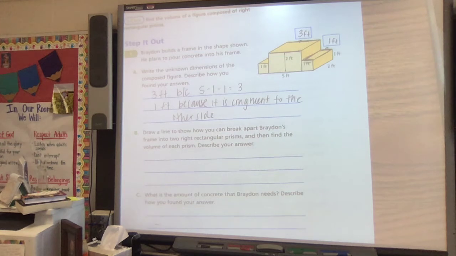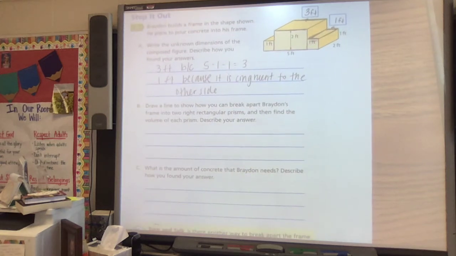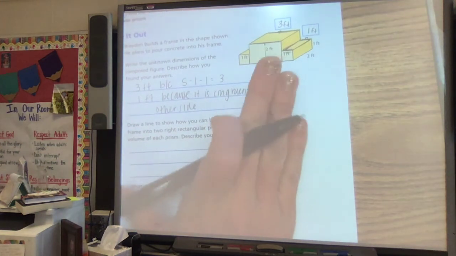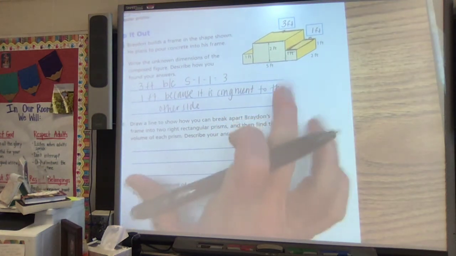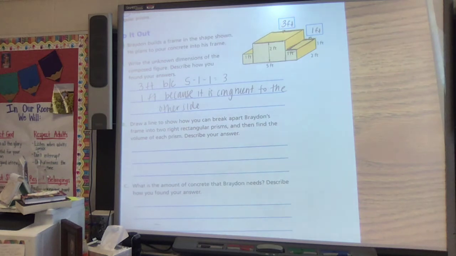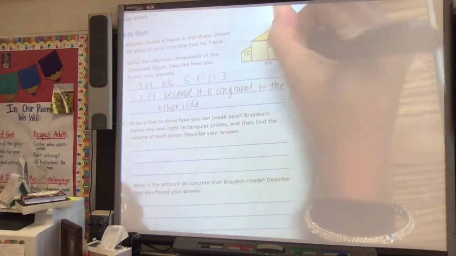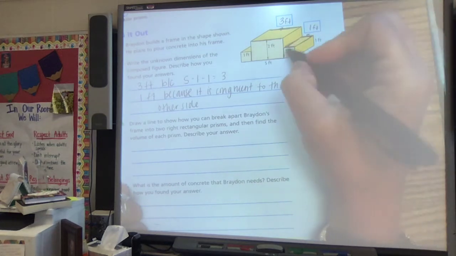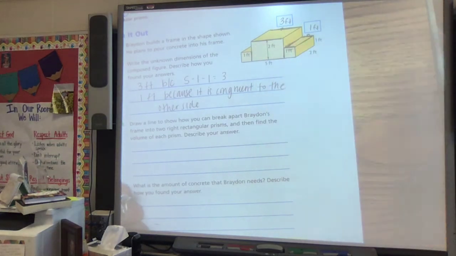Okay. Now B says draw a line to show how you can break apart Braden's frame into 2 right rectangular prisms and then find the volume of each one. So there are lots of different ways you can do this, and I kind of already broke it up into 3 parts. This is all dependent on what makes the most sense to you. But while we were talking, I kind of chopped it up a little bit.